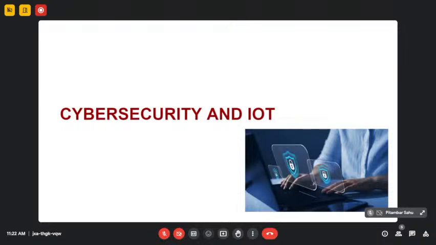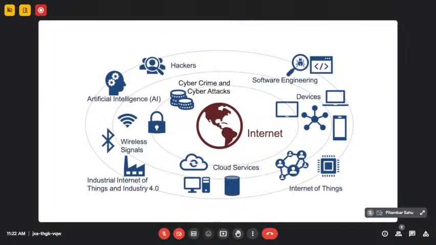And how is cybersecurity and IoT related? So you can see that internet is playing a major role right now in the entire world. And you can see we have wireless signals, industrial Internet of Things, Industry 4.0, Industry 5.0 is coming up soon. We have artificial intelligence, social engineering, devices, lots of gadgets getting connected to the internet. You have Internet of Things, lots of even computer chips are getting connected to the internet. So among this, you also have cyber crime, cyber attacks, hackers involved in this society. You have software engineering attacks and so on. So the hackers exist within us. So we have to be very careful, and that is why cybersecurity and IoT are very closely related, because lots of issues happen due to the Internet of Things.